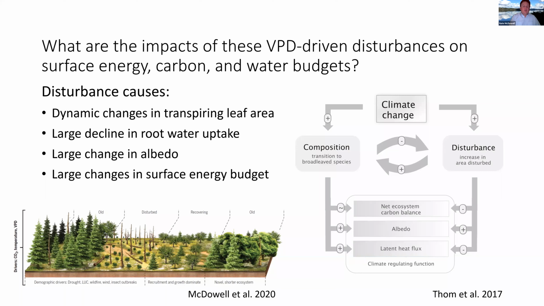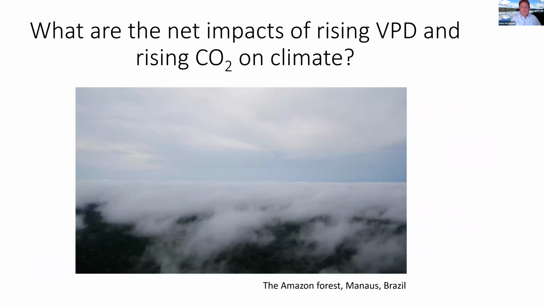Obviously, as y'all know, we also have these large changes in albedo and in the surface energy budget. So I'm making the point, I think, that rising VPD through causing disturbances actually affects more than just stomata, more than just transpiration. I think it affects many of the processes we need to get right. So let's link this up to the bigger scale now.